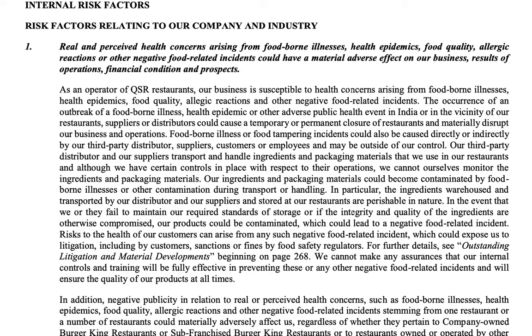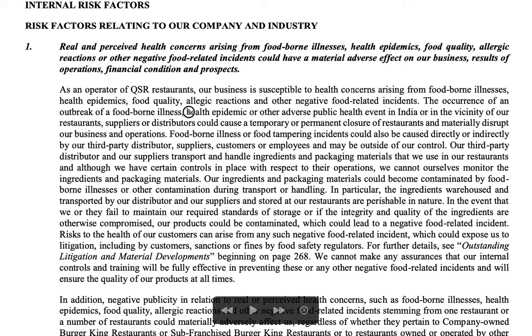We do also have a number of incidents where people have fallen sick after eating out or having too much fast food. And in general, of course, any processed food or fast food is generally considered to be unhealthy, right? So as an operator of quick service restaurants, our business is susceptible to health concerns arising out of foodborne illnesses, health epidemics, food quality, etc. And if there is an occurrence of an outbreak of a foodborne illness, mind you, we are in the middle of a pandemic, so this is very, very relevant.